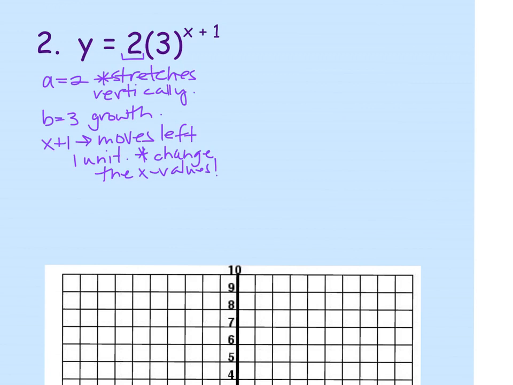Okay. And last but not least, let's write the equation for our asymptote. We didn't move anything up or down, so the asymptote is going to stay on that x-axis, but the equation is y equals 0.